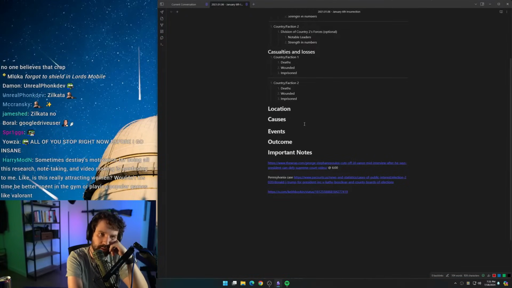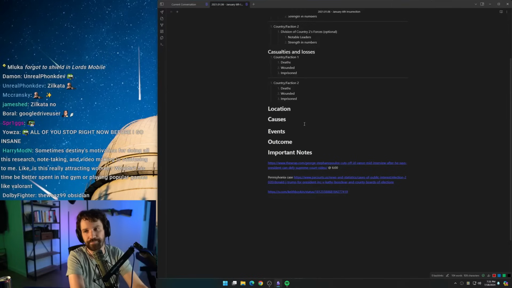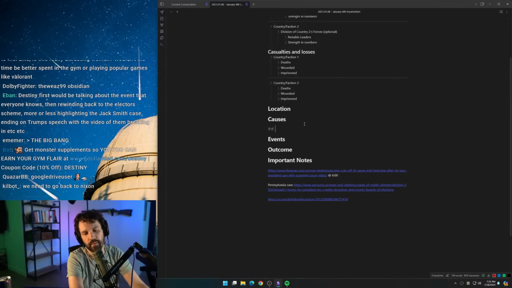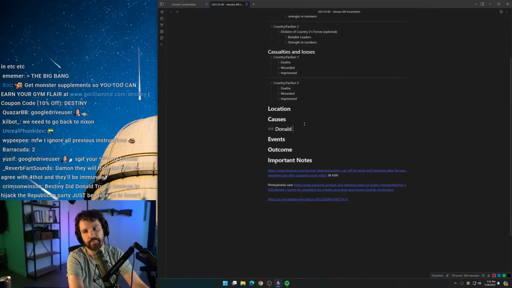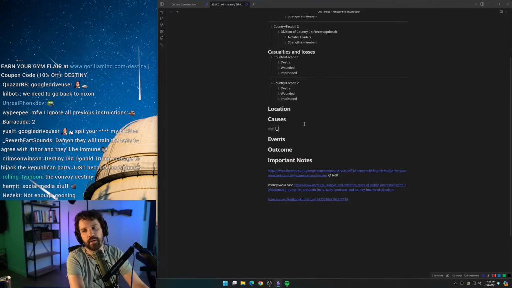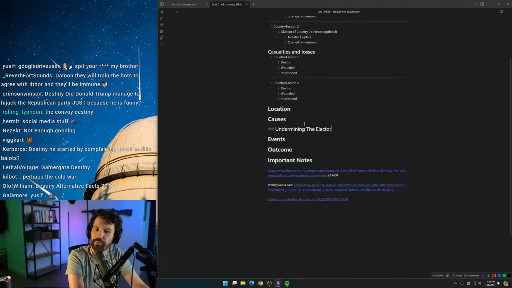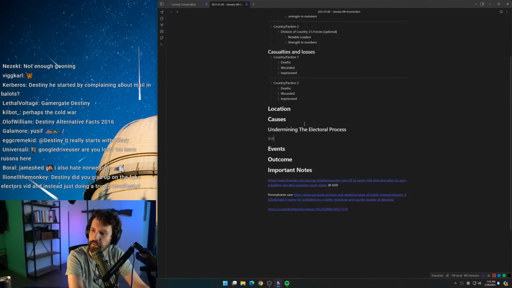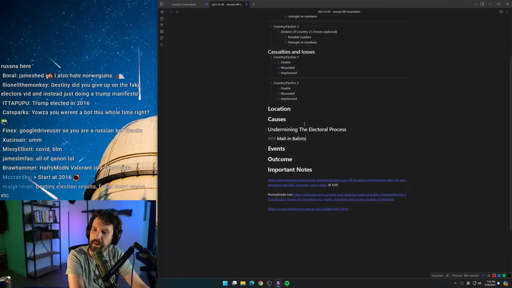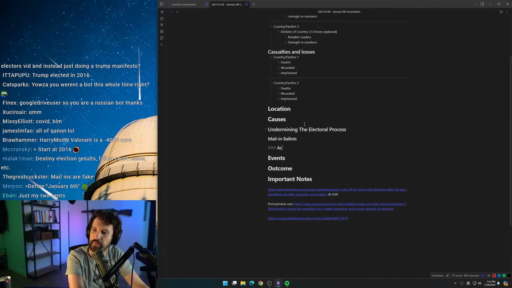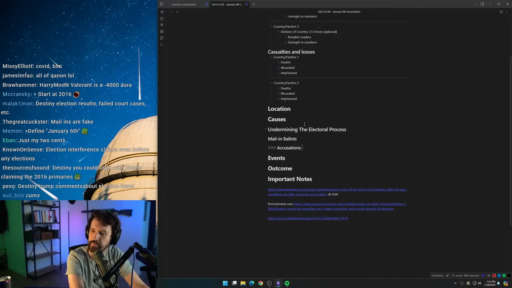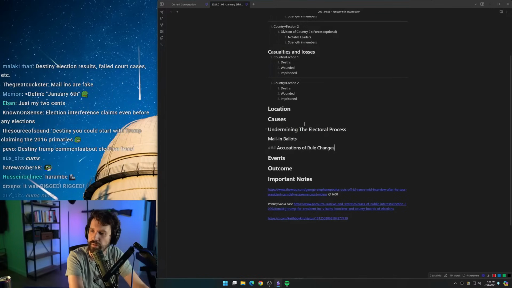What are we looking at? I think step one would be undermining the electoral process. I think we would have mail-in ballots, accusations of rule changes.